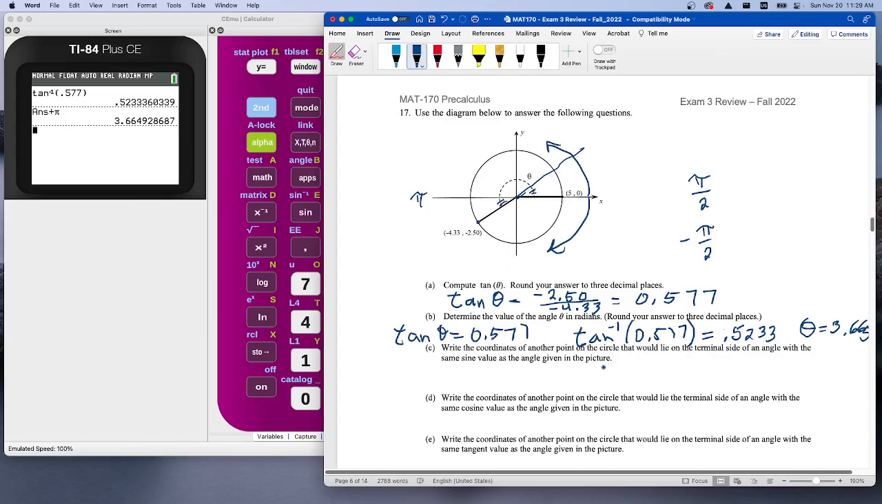Write the coordinates of another point on the circle that would lie on the terminal side of an angle with the same sine value as the angle given in the picture. Okay, so this picture, what else would have a negative sine of 2.50? Well, that would have to be in the fourth quadrant, right? That would have to be over here. This will have the same y value. Drawing's not quite so good.